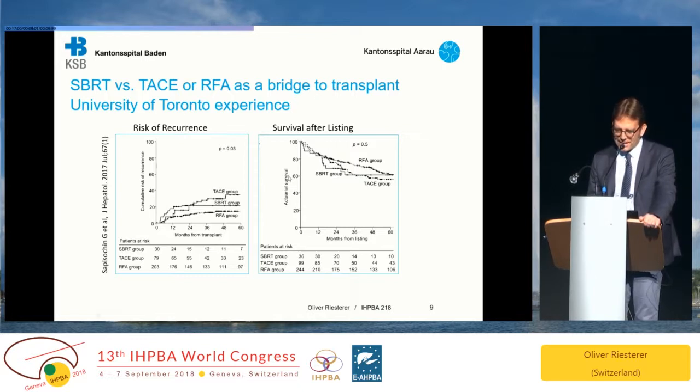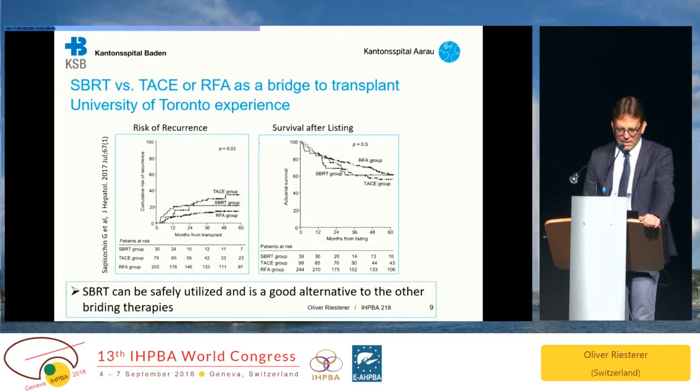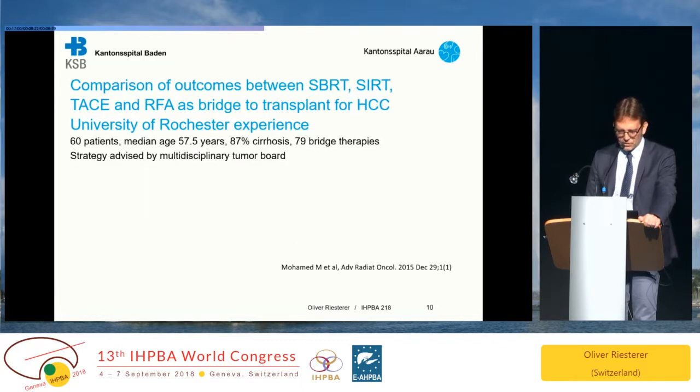And on the right side, you see the survival after listing. And this was actually very similar between the three bridging approaches. So I would conclude out of this study that SBRT can be safely used as a bridging therapy and is a good alternative to the other treatments.